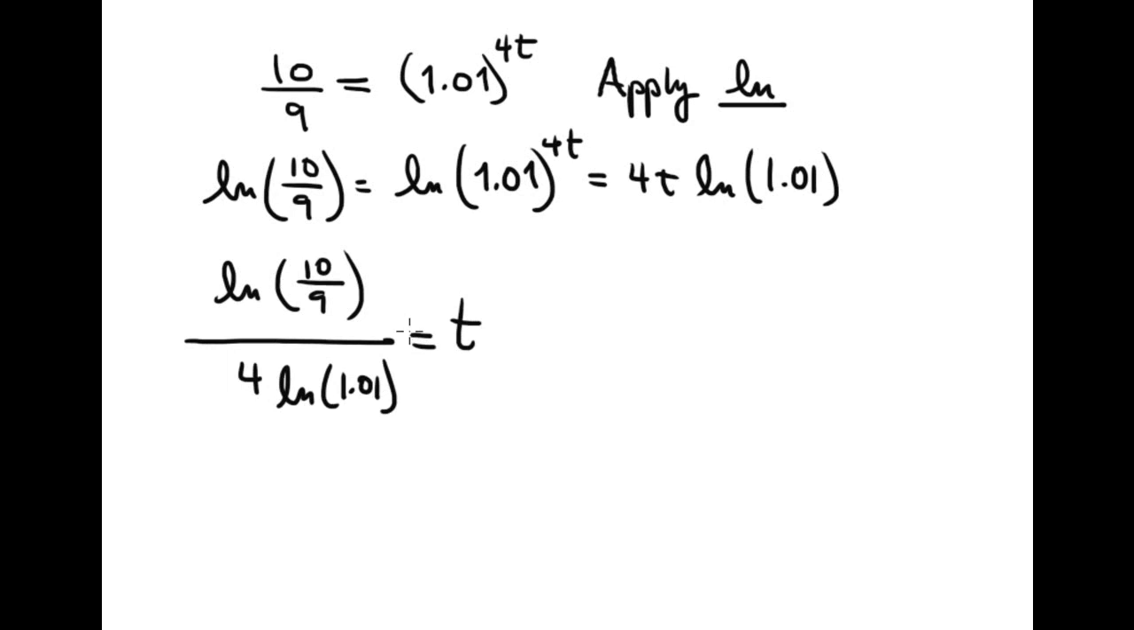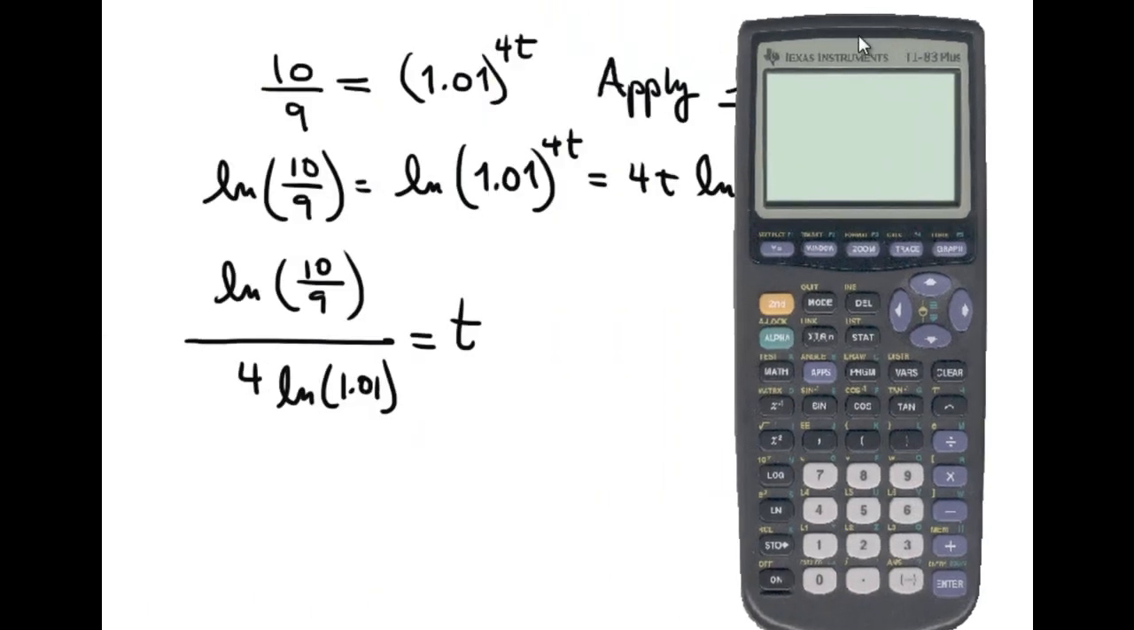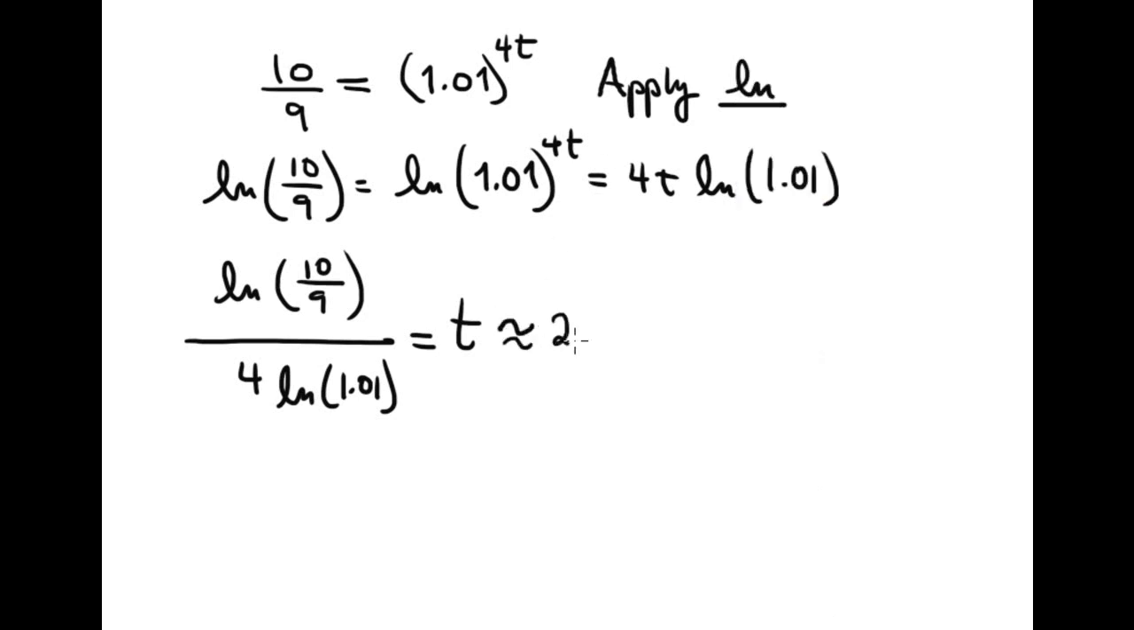Okay, now I put it in the calculator. In the calculator you have natural logarithm. Okay, clear. Natural logarithm of 10 divided by 9 divided by parenthesis 4 times natural logarithm of 1.01 close double parenthesis. The answer is approximately 2.6. 2.6 years is the answer.